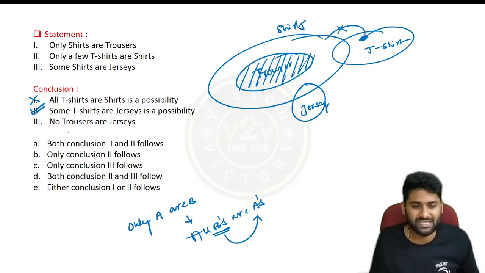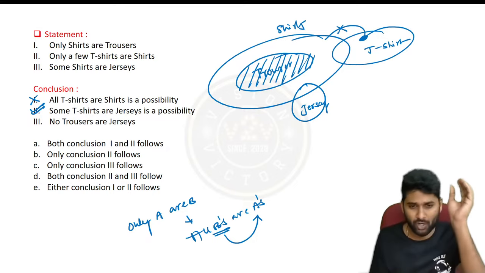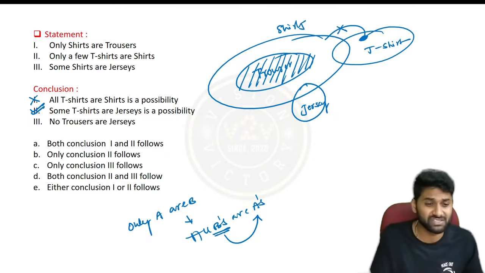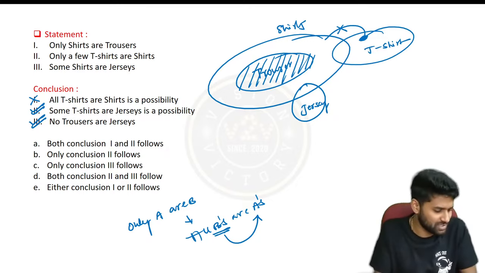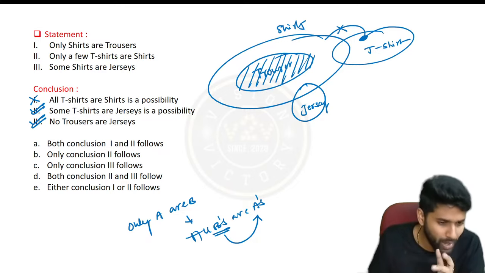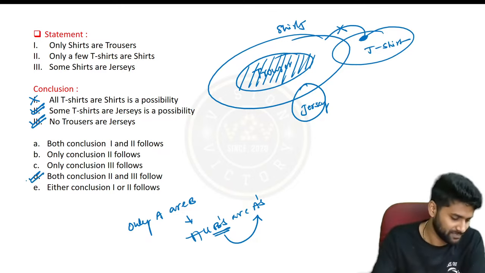Now this is the important one: no trouser is jersey. Can we assume any relation between trouser and jersey? No. Why? Because trouser belongs to the shirts only, but the condition says that no trouser is shirt. So jersey absolutely follows, because we cannot assume those two objects are together. You never get any possibilities, right? That's why conclusions 2 and 3 follow. Choose your option: it's option D.